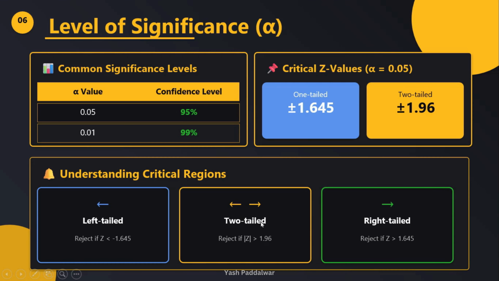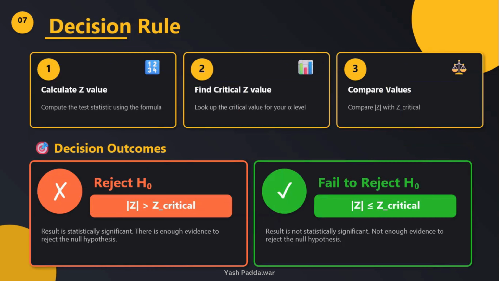Next, for the two-tailed test, you can reject if your Z value is greater than 1.96. So I hope this level of significance is understood by you. Don't worry, with the help of a numerical, we'll be understanding this in detail.